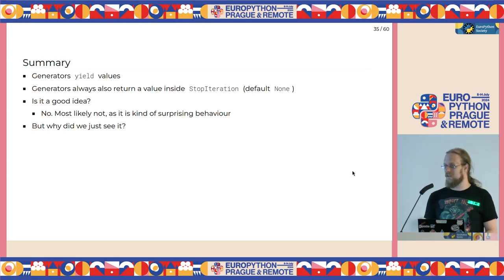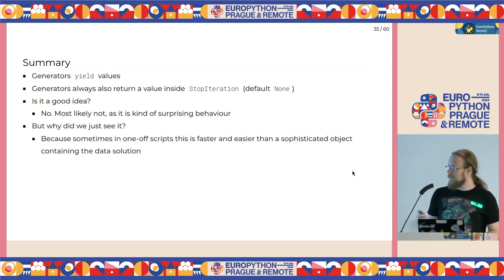But why did we just see it? Why did I show you this? Maybe just to waste your time, but no. Sometimes in a one-off script, it's a little bit faster. Sometimes it's okay to have a hacky solution. Maybe you're writing in Advent of Code and just want a one-off solution nobody needs to maintain afterwards. And it's still good to know that those generators can be a little bit more complicated than just yielding values.